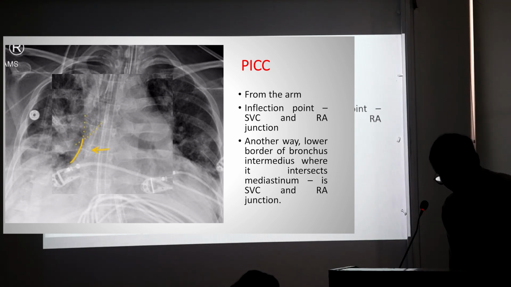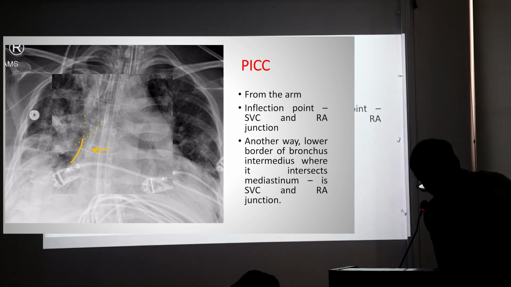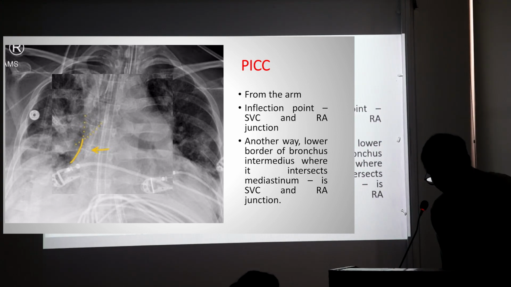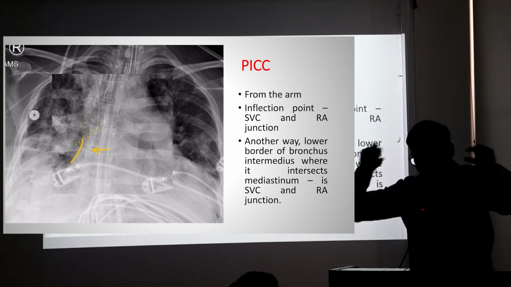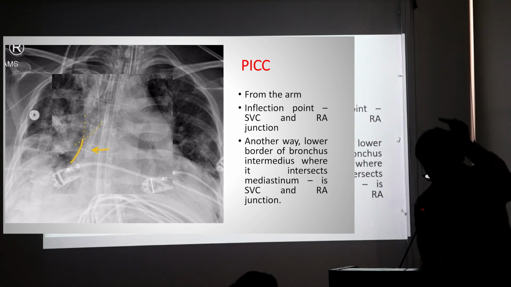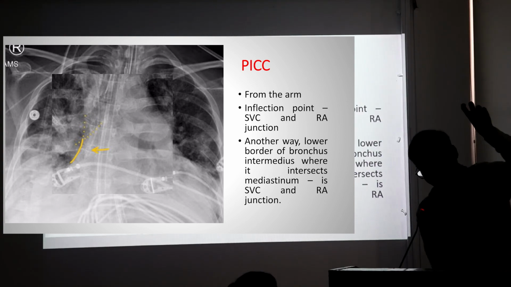The inflection point, which I was talking about, is the junction of the SVC and the right atrium. Another way to detect the junction is the bronchus intermedius. What is bronchus intermedius? After the carina, where the right bronchus starts and the left bronchus starts, and after the right upper lobe division goes away, we are left with the bronchus intermedius. So where the bronchus intermedius intersects with the mediastinum is where the SVC and right atrium junction is.